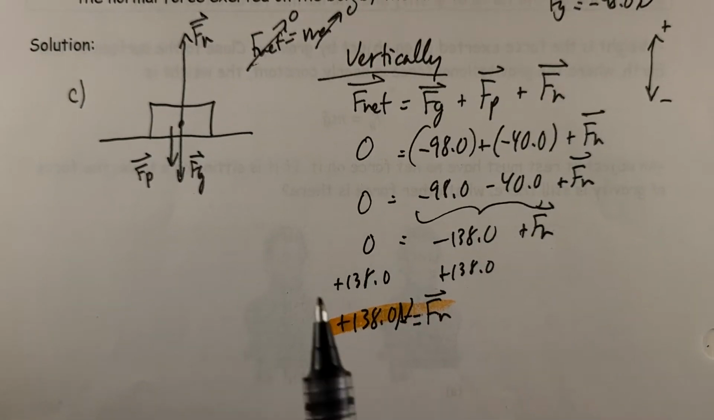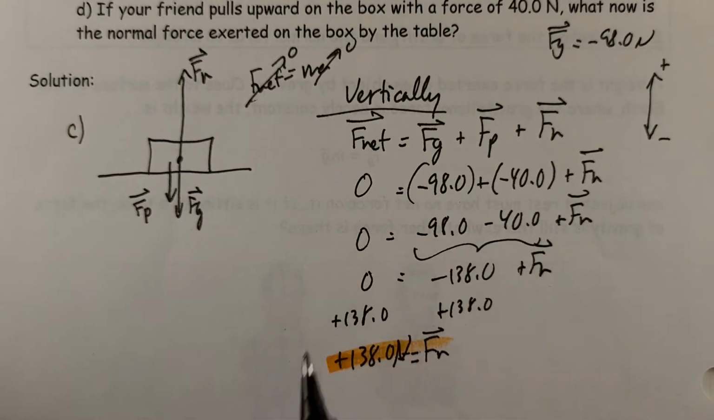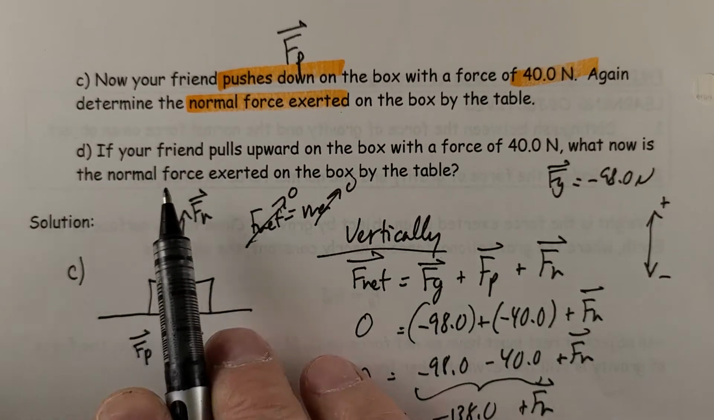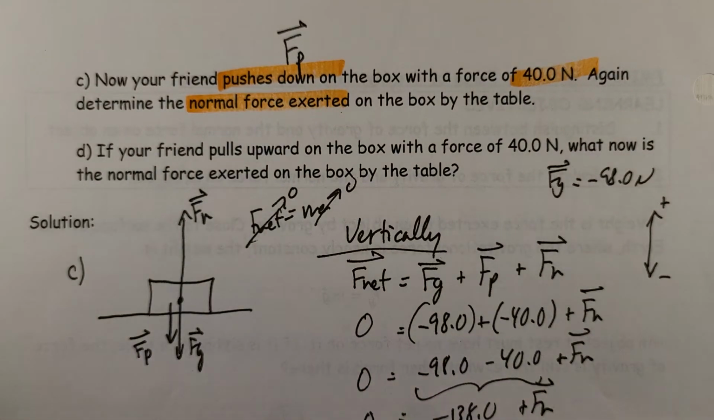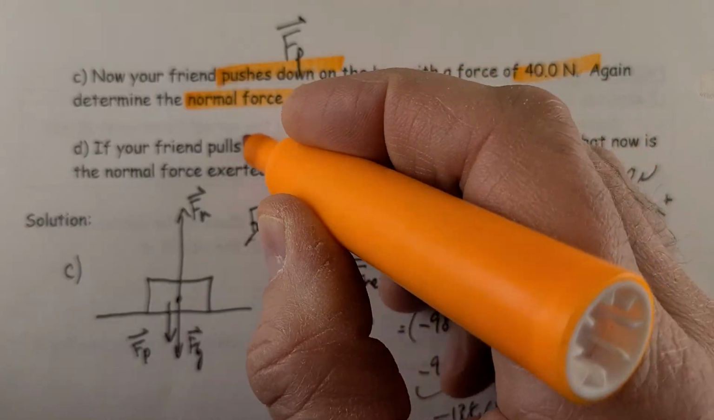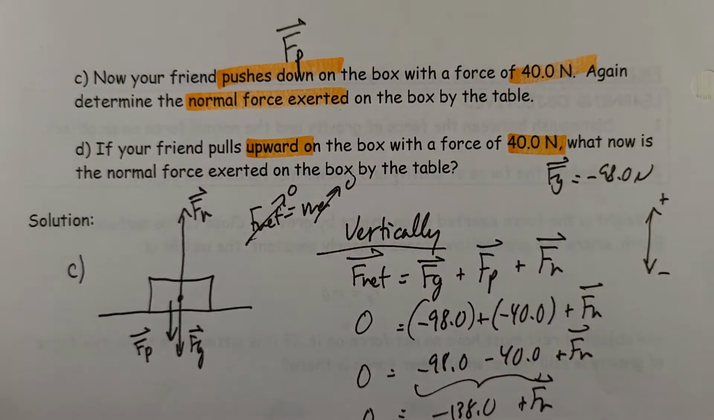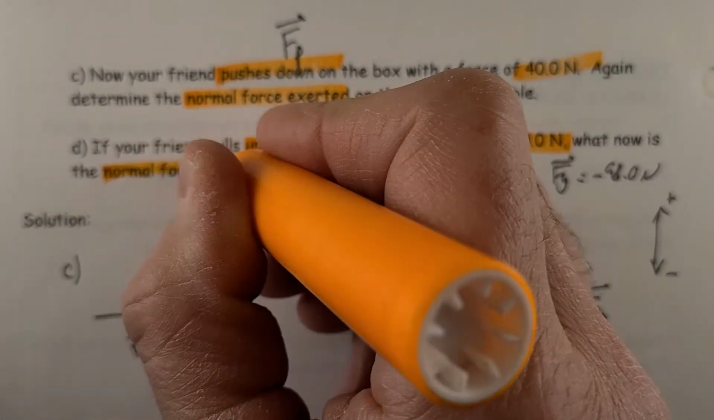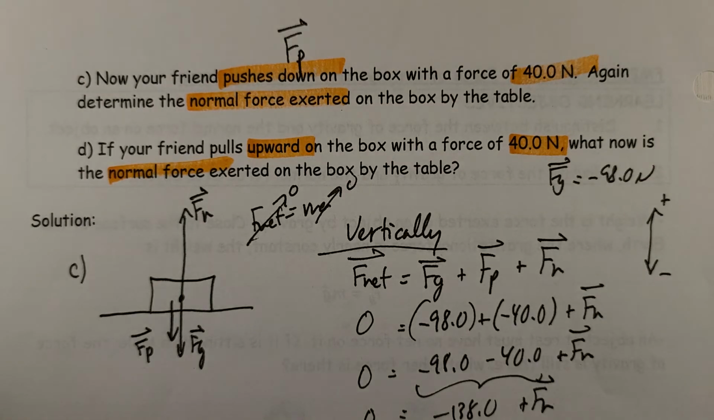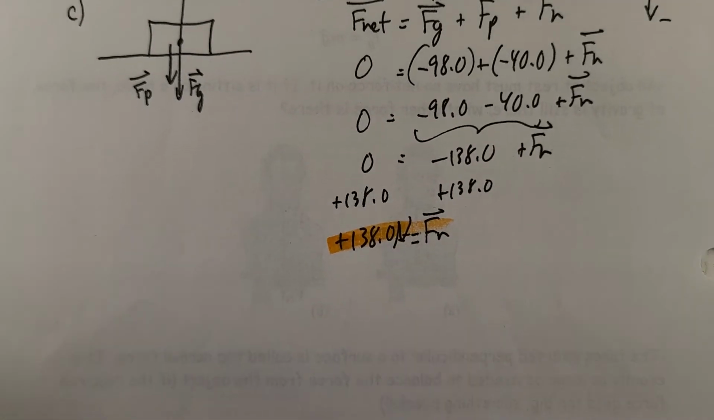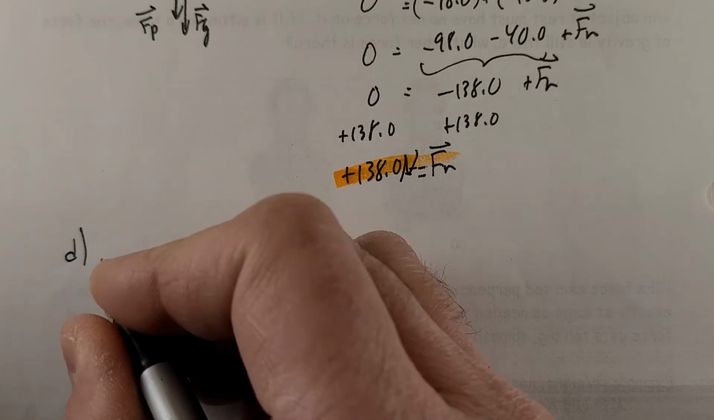Welcome back, Physics 30. So we did this example here, analyzing the situation vertically. Let's look at part D. Your friend pulls upwards this time with 40. What is going to be the normal force now? So again, we'll draw a free body diagram.